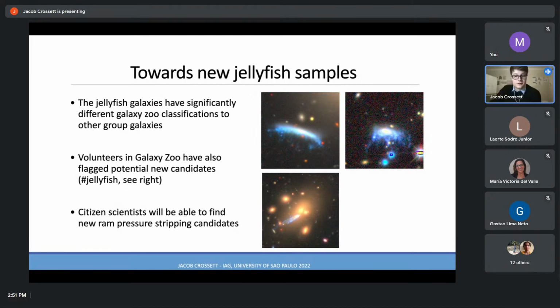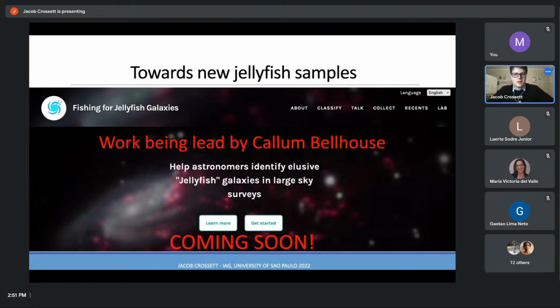So using all this information, what we're hoping to do is to start a new Galaxy Zoo project. This is Jellyfish Galaxy Zoo, if you will. It is being led by one of my colleagues, Callum Bellhouse, at INAF in Italy, and is hoping to launch in a few weeks. What we're doing is getting galaxies around clusters in the sky, and we're going to ask: do you see jellyfish features, and what kind of jellyfish features do you see?